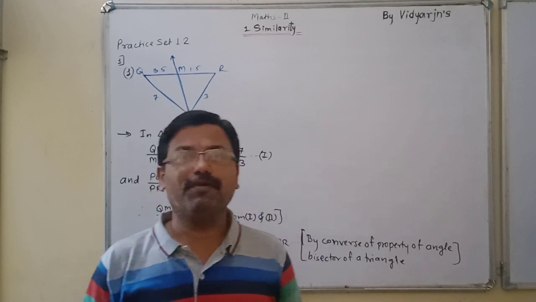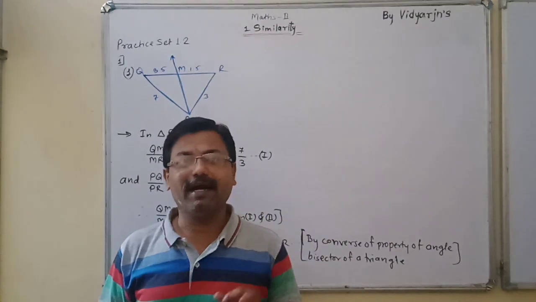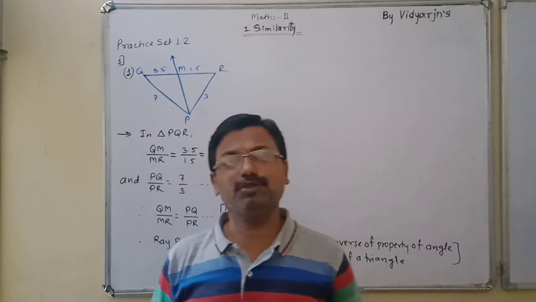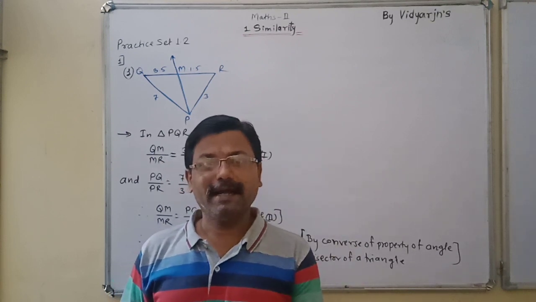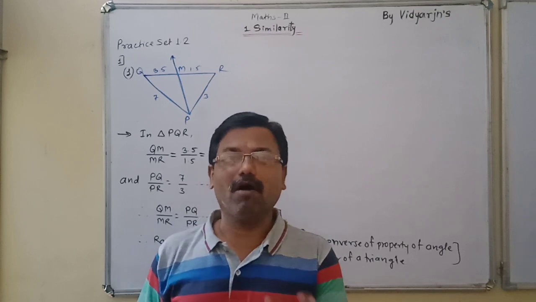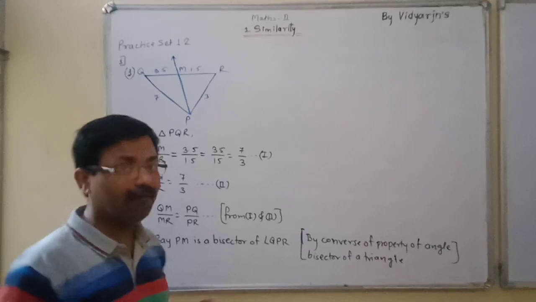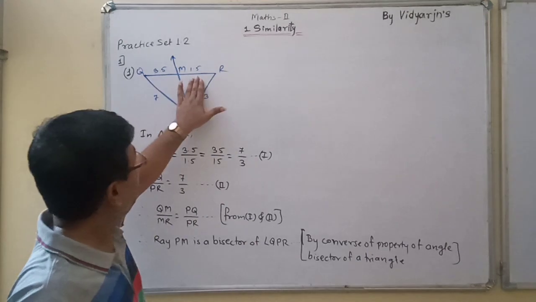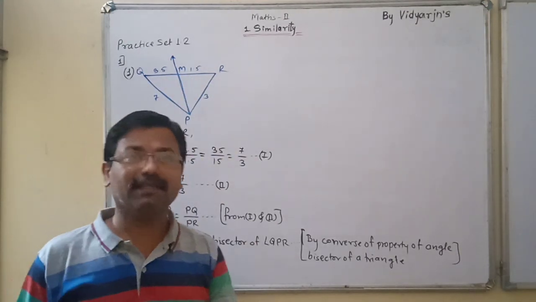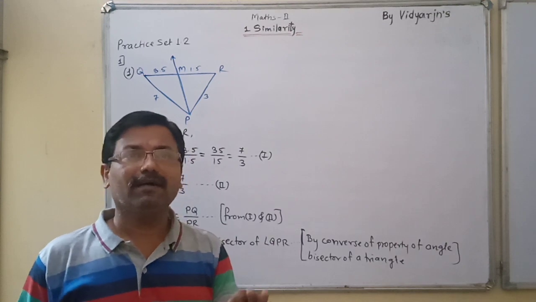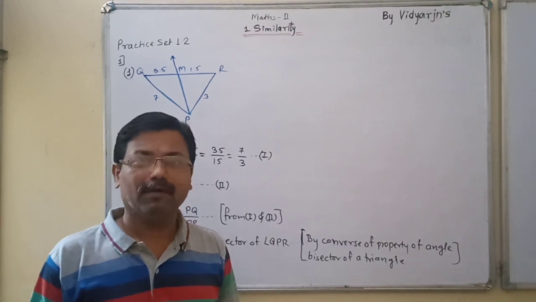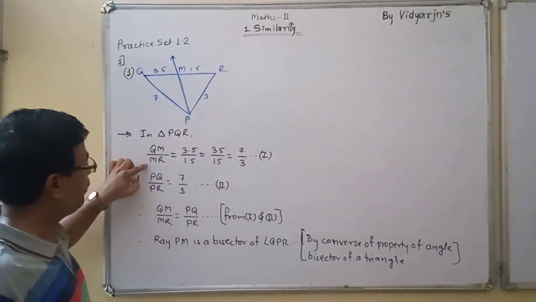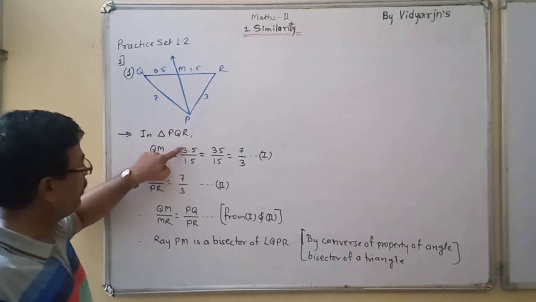In the first example, we are given three figures of triangle PQR and ray PM, which intersects side QR at point M. We have to show whether ray PM is a bisector of angle QPR or not. How can we solve it? We have to show that the ratios QM upon MR and PQ upon PR are equal. If they are equal, then PM is a bisector of angle QPR. Otherwise, it is not.